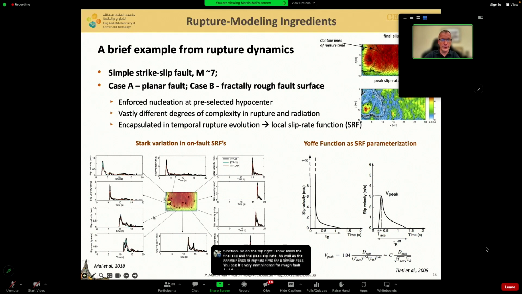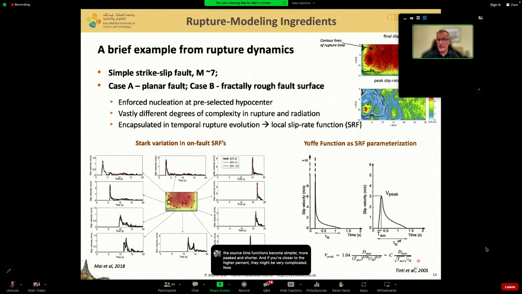And if we now look into the on-fault source time functions or slip rate functions, SRFs here, we see that they're very complicated. They have secondary peaks. Some look simple, like as the rupture has propagated long distances, the source time functions become simpler, more peaked and shorter. And if you're closer to the hypocenter, they might be very complicated.